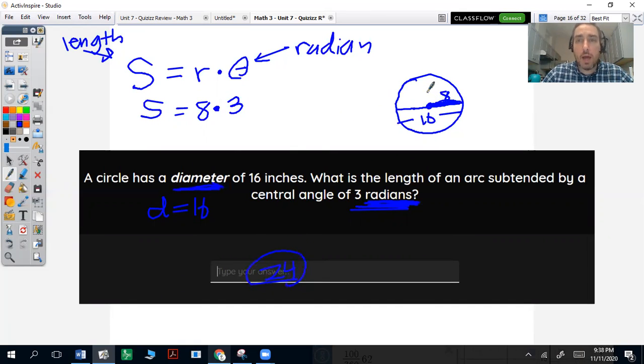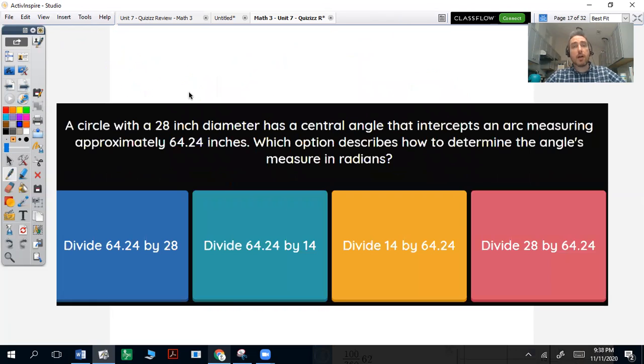What that means is we can wrap around in this question about 3 of these radiuses, right? 24 units. So it's almost half a circle. All right, 24. Last question. Let's move on.